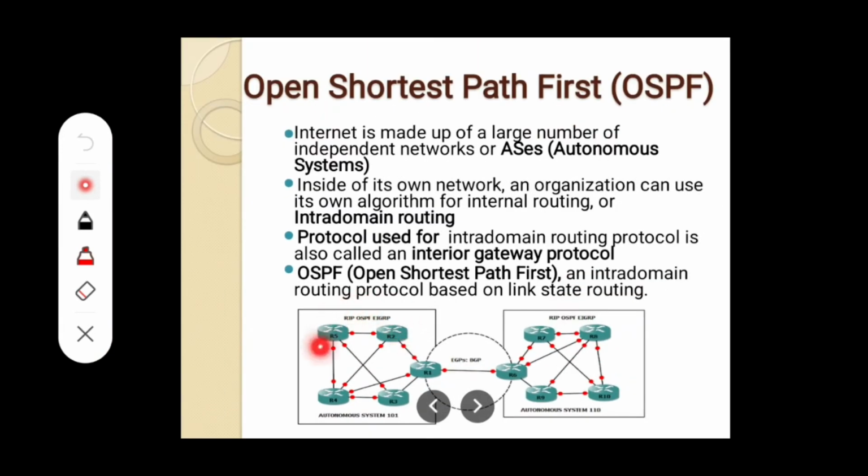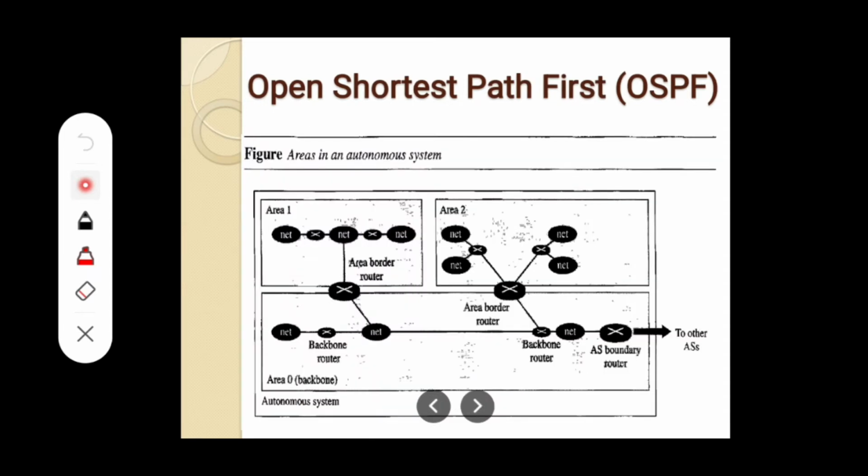OSPF is an intra-domain protocol, and BGP, border gateway protocol, is an inter-domain routing protocol. Clear? Now let us go into the details of OSPF. OSPF actually divides an autonomous system into different areas. So let us look into the figure.